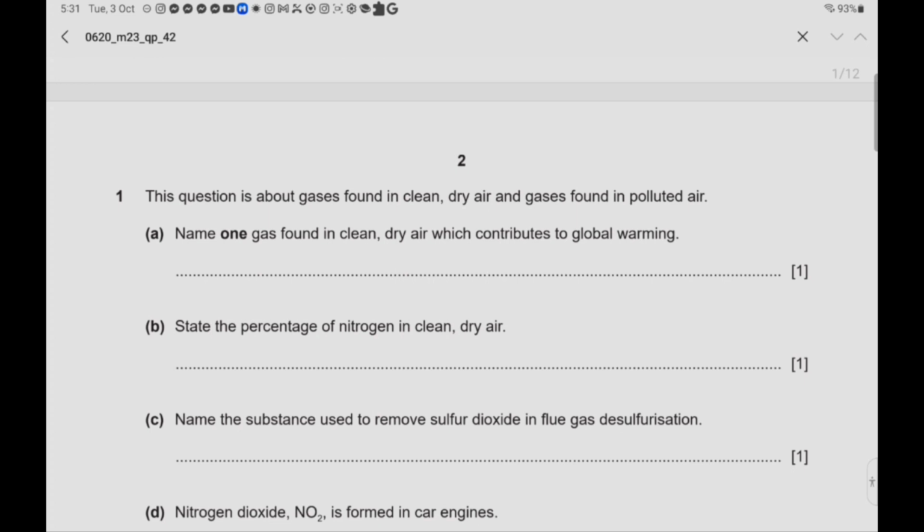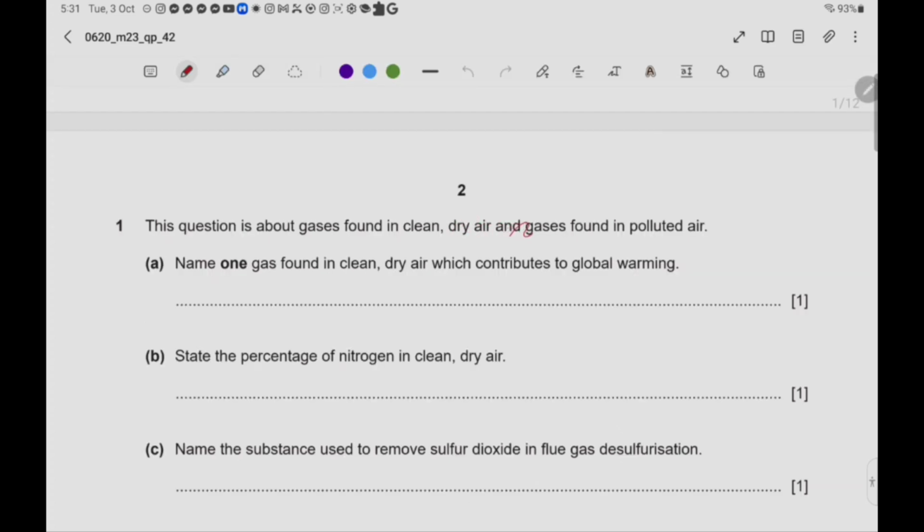The question is about the gases in clean, dry air and gases found in polluted air. They want to find the gases in clean, dry air and the gases found in polluted air. So what gas found in the clean air contributes to global warming? If I ask for global warming, it's definitely two gases. It's either CH4, our methane, or CO2, our carbon dioxide.